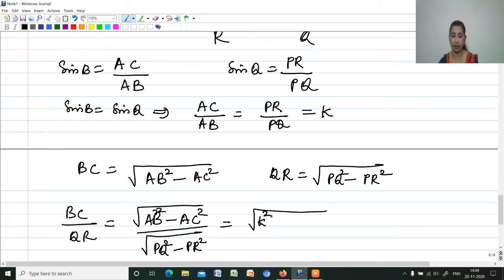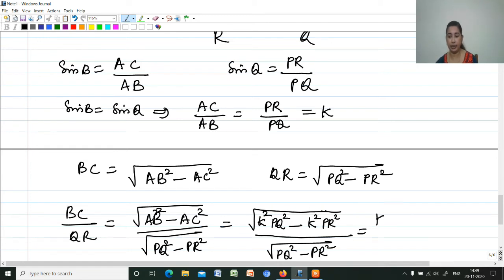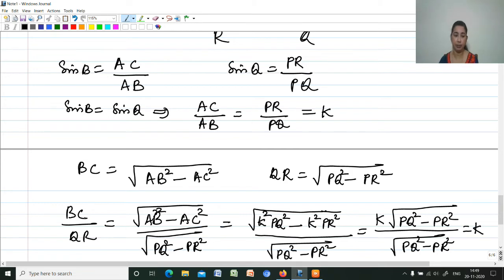So K square PQ square minus, instead of AC we can write K times PR, K square PR square, divided by root of PQ square minus PR square, and that is equal to K square is common. That taking out, we are getting K into root of PQ square minus PR square divided by root of PQ square minus PR square, and this can be cancelled and we are getting it as K. So we got BC by QR is also equal to K.